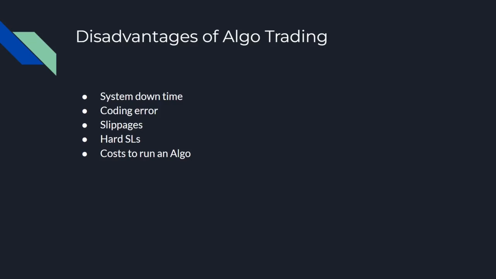One more is slippages. This is normal in both systematic or algo trading as well as manual trading. The slippages will be there. And then hard SL. Hard SLs means in algo trading we usually keep a very hard SL. In discretionary trading we will wait for some confirmation like a candle close or anything like that, to see whether the trend continues, and only then we will exit.